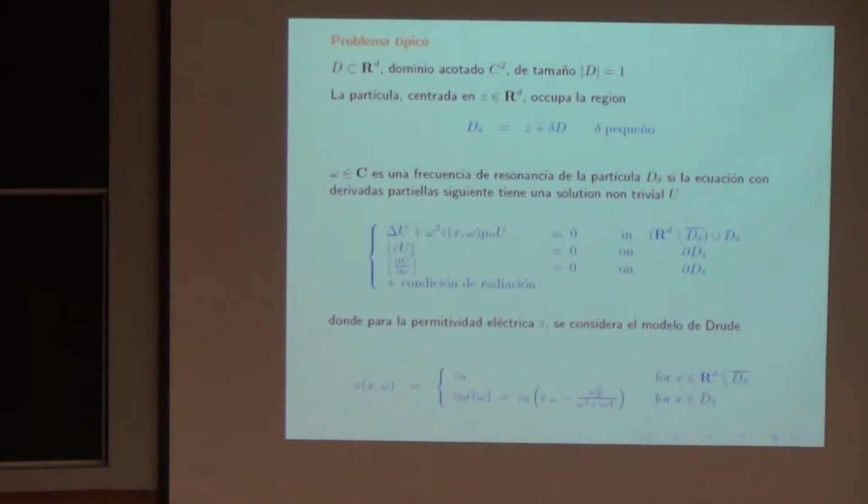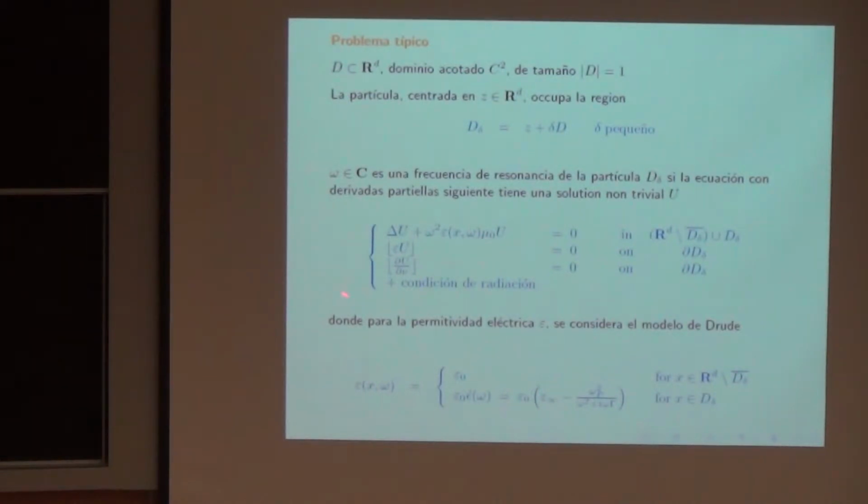So just in terms of modeling, imagine that the particle occupies a domain D, which is smooth and bounded. This can be set in R3, but I think I wrote everything in R^d, so d can be 2 or 3. Imagine the particle actually has size delta. You have rescaled a fixed reference domain D. So delta is a small parameter. It is centered at some point z in space.